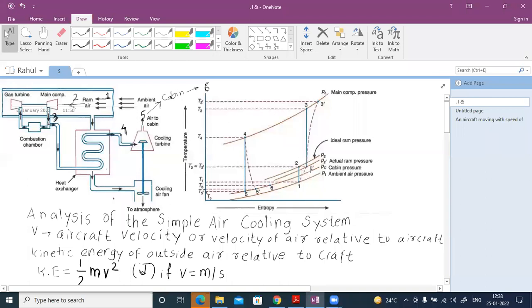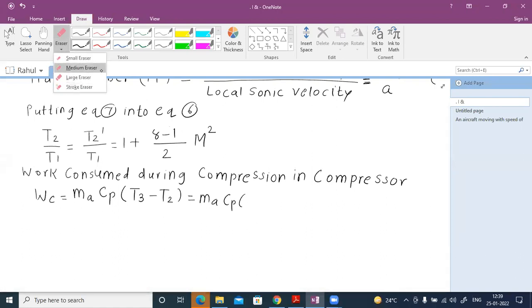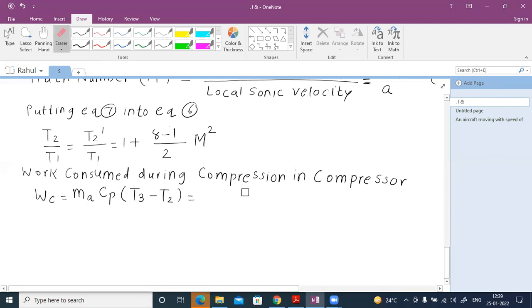But you can see, when you take 2 and 3, they are ideal processes. But what about 2 dash and 3 dash? They are actual processes, right? So this formula, you can also write in terms of actual. This is for the ideal process. Also you can write this as mass into Cp into, we want them to be actual, so T3 dash minus T2 dash, because every device will have some efficiency. This is actual. If it is not actual, you can write it as T3 minus T2.